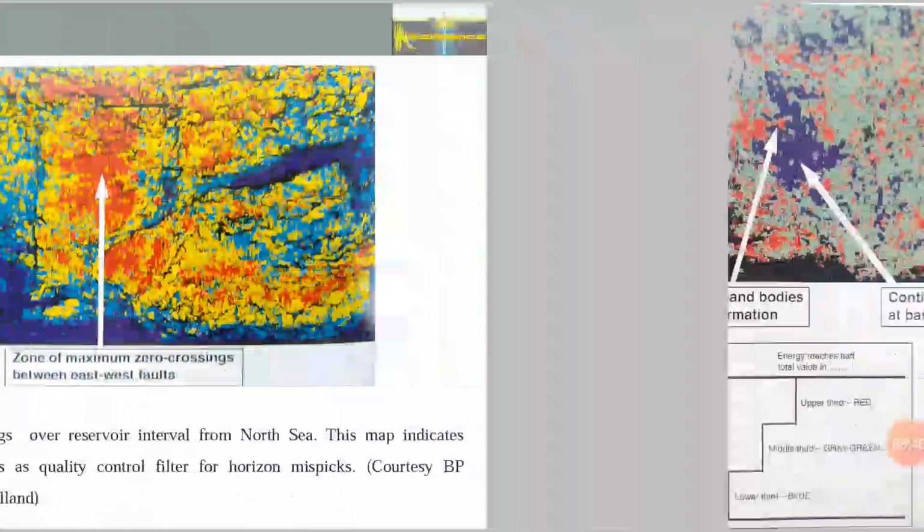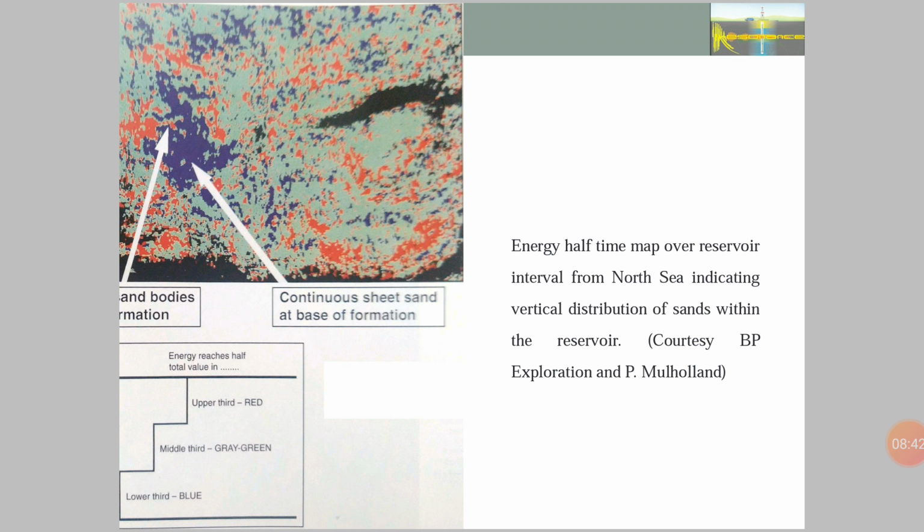In the next slide, we can see energy half time map over reservoir interval from North Sea. Look at the blue spot on the west. It is the sand body formation. This is densely blue, so it is a continuous sheet sand at the base of the formation.